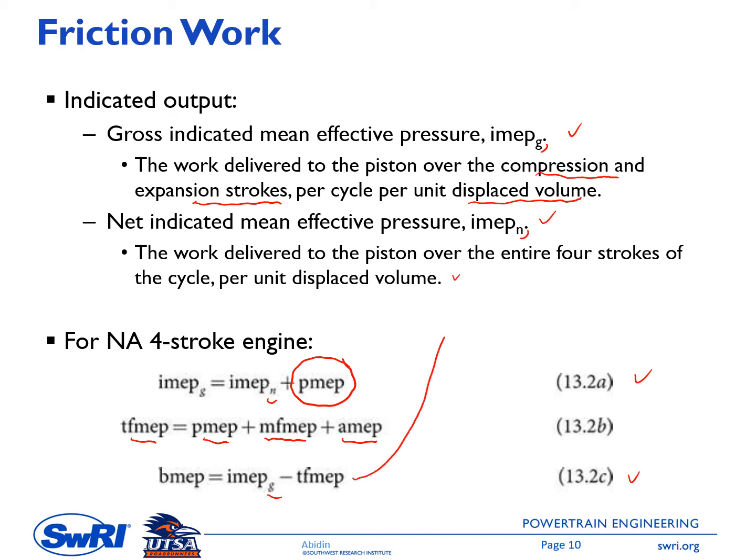And then we also have one more correlation that is very popular and usually used in real engine application. So we have BMEP equals IMEPN minus FMEP. And following the terminology in the reference book, this one is the sum of MFMEP and AMEP.